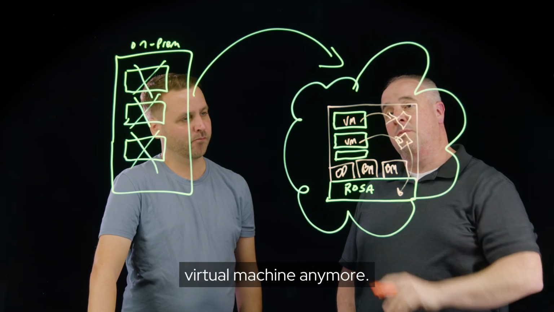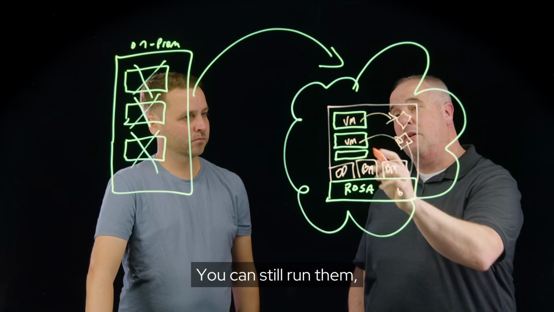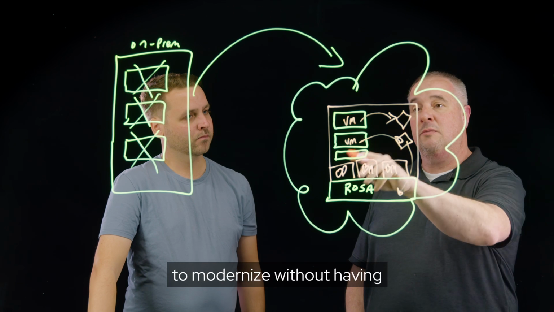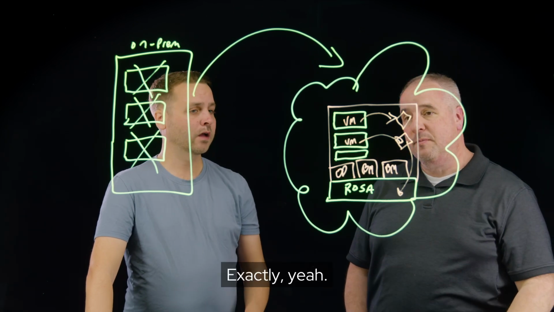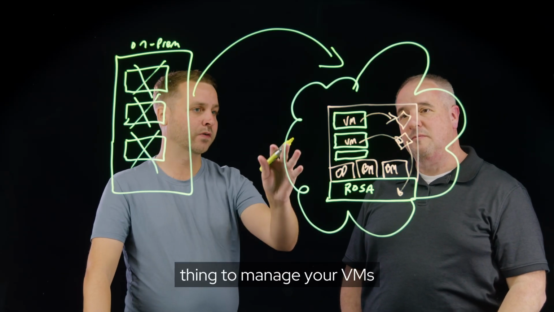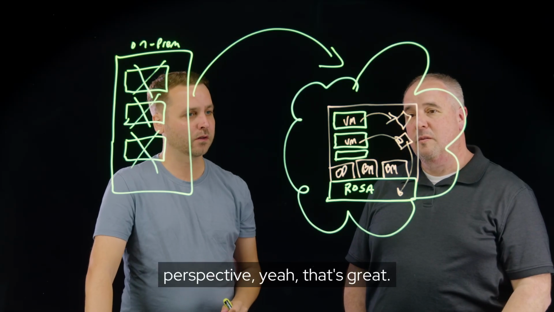Now it's not a full virtual machine anymore. Now it's a container that runs on ROSA as a container. You can still run some virtual machines, some containers, but this gives you an easy way to modernize without having to go outside of ROSA itself. Exactly. So we've got the same platform, and you're using the same thing to manage your VMs as you are for your containers. So from a usability perspective, that's great.